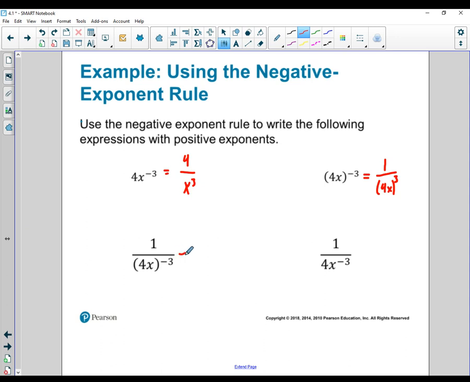This one, same idea. It's the whole thing, but moved to the top. So it'd be 4x altogether cubed, right? Not 4x cubed.